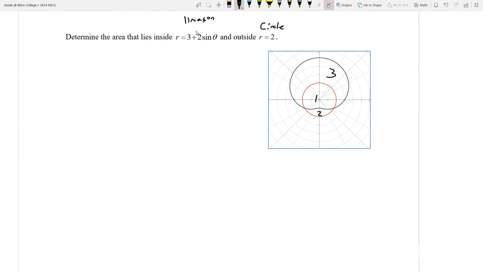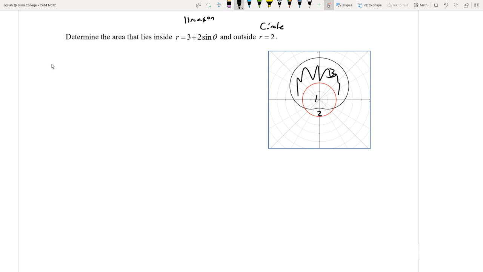This one is not going to have a loop on it, right? We think about what this graph looks like if we graph r versus theta, and we're going to be up entirely over the axis. We're not going to go negative at all. Right, and then we have our outside the circle there. So that's going to be inside limaçon, outside the circle, that's area 3 here.